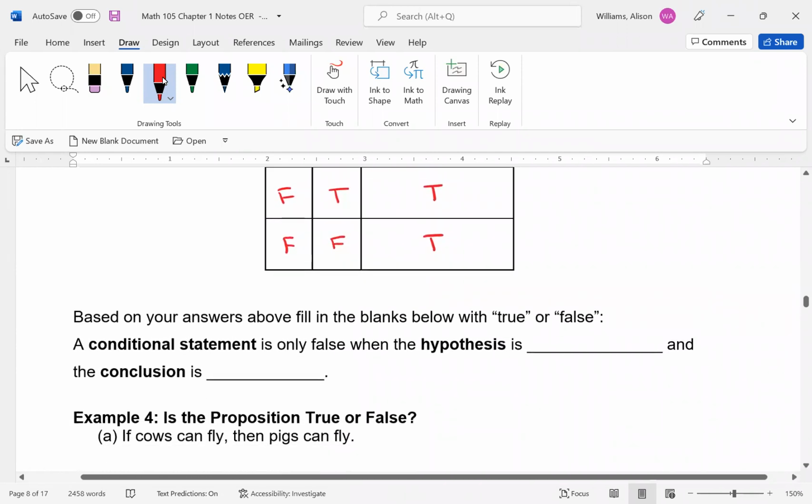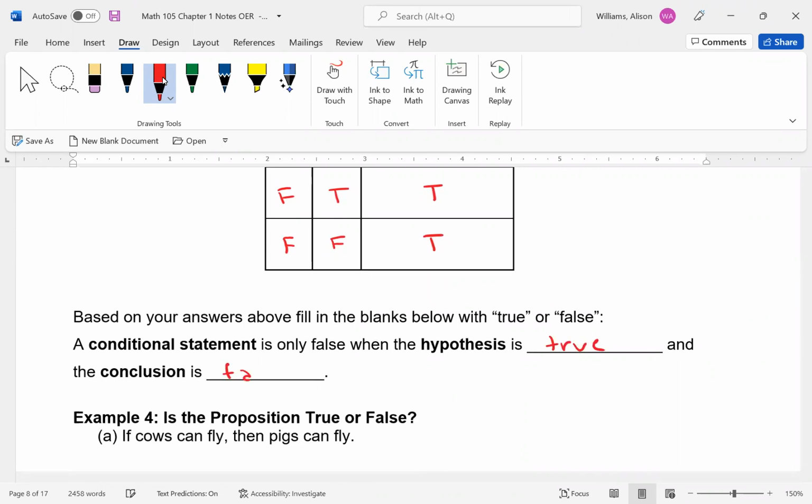So a conditional statement is only false when the hypothesis is true, but the conclusion comes out false. So there's only one case where this argument fails, when the first part happens to come true, but the second part does not come true.